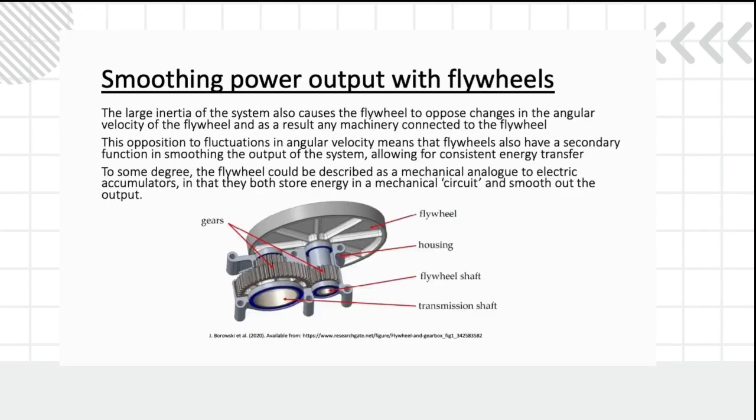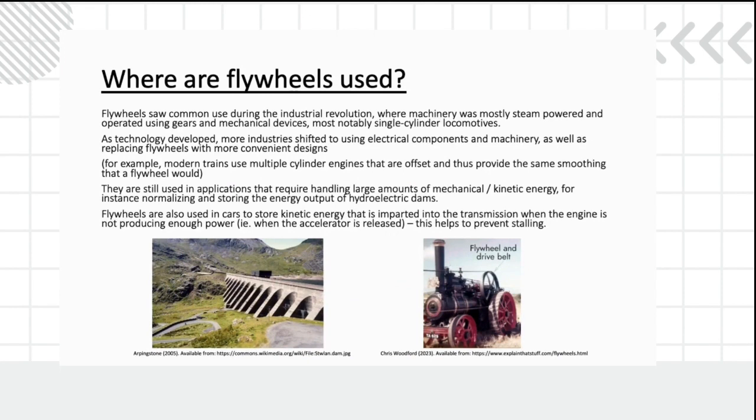The inertia and subsequent resistance to angular momentum of the system means that flywheels can also be used to smooth out mechanical power outputs. As such, flywheels could be described as mechanical equivalents to electric accumulators. Flywheels used in this manner ensure that the power output of the system remains constant despite fluctuations in the input. Flywheels were most popularly used during the Industrial Revolution, where machines would use steam and mechanical methods of transferring energy. They are less common today, where most machines use electrical energy.